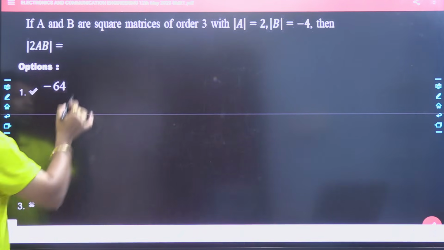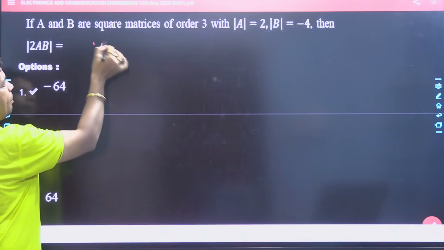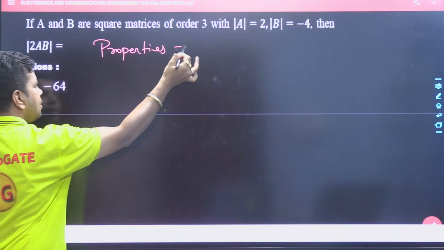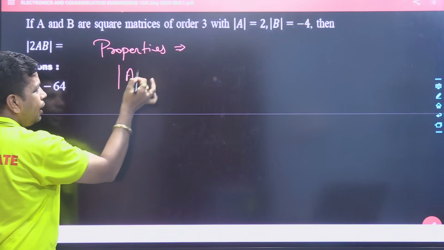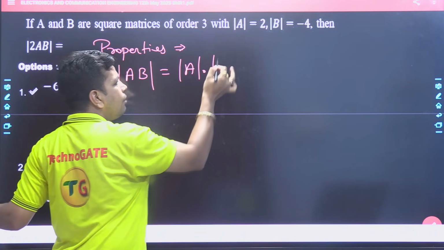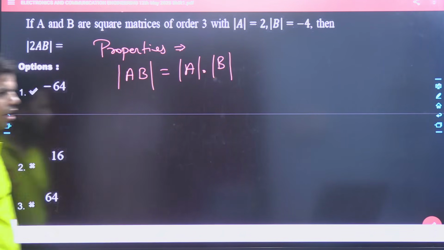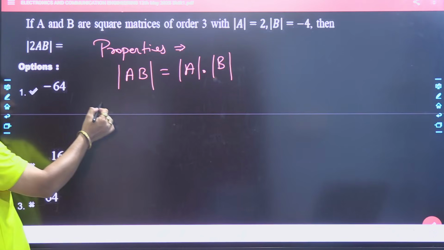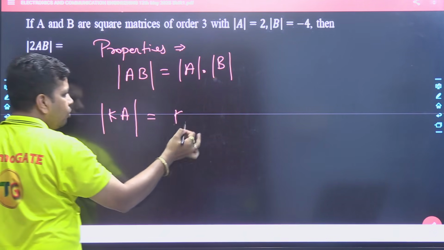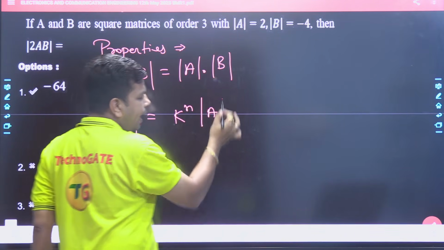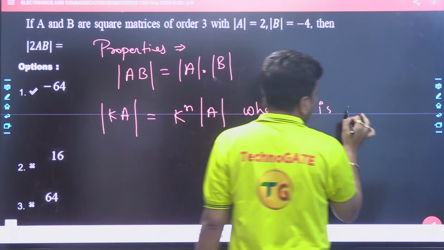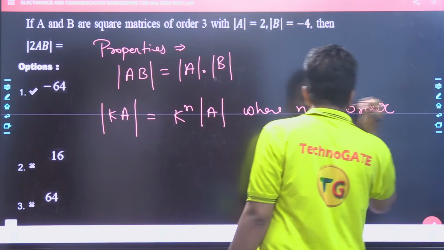Here you need to remember certain properties of matrices. If you want to find the determinant of AB, it's simply determinant of A times determinant of B. And if you need to find the determinant of kA, that is simply k to the power n times determinant of A, where n is the order.